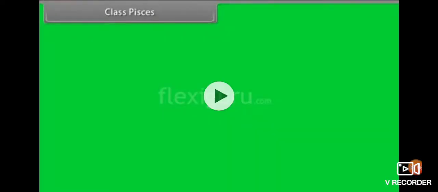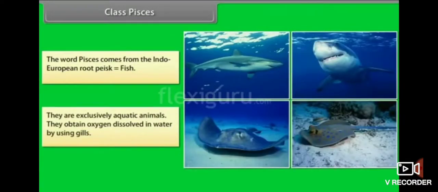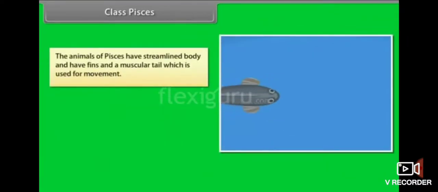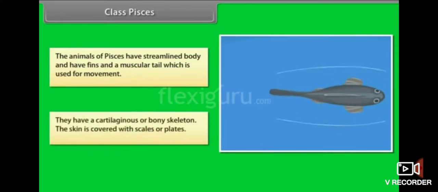Students, let us see the general characters summarized. Let us revise it by seeing this video again. The word Pisces comes from the Indo-European root pesk. It means fish. They are exclusively aquatic animals. They obtain oxygen dissolved in water by using gills. The animals of Pisces have a streamlined body and have fins and a muscular tail which is used for movement. They have a cartilaginous or bony skeleton. The skin is covered with scales or plates.